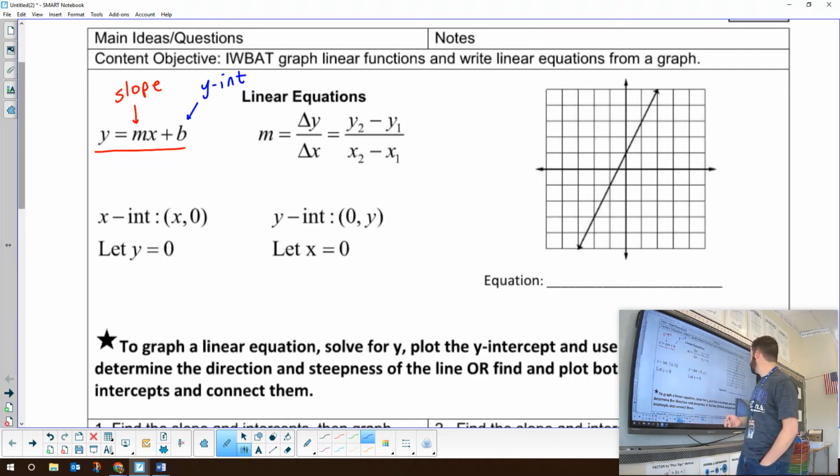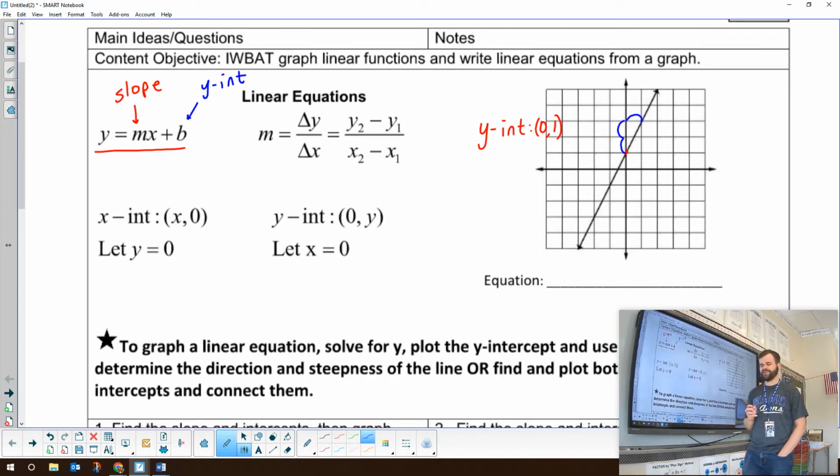Now, if we look at this equation over here, you can see that we have a y-intercept of 1. Okay, so my y-intercept is at 0, 1. All right, you can see that there. And then if we look at my slope, to find my slope, we're going to count up 2, over 1.